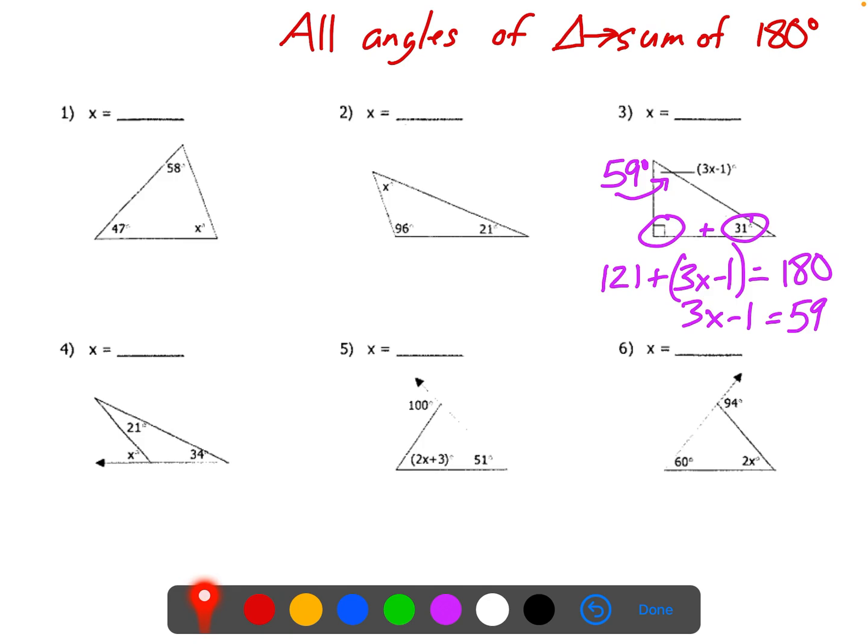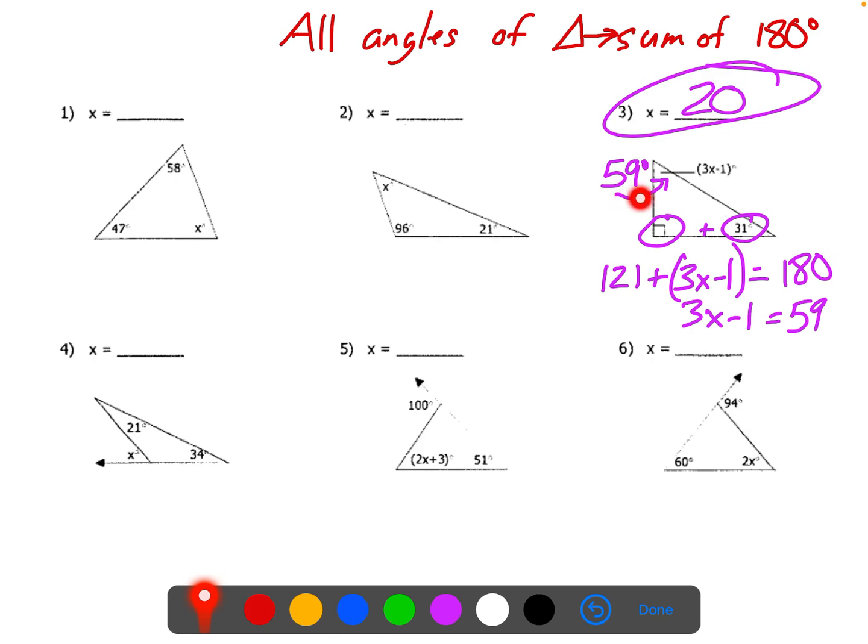And if I checked, if I added up 90, 31, and 59, I would get my total sum of 180 degrees. But the question wants us to find the value of x. So I have to keep solving. I have to cancel this minus 1. I have to add 1. Okay, if I add 1 to both sides here, now I've got 60. 3x equals 60. And then I'm going to divide it by 3. So once I do that, 60 divided by 3, I get my value for x, which is 20. That would be your answer.